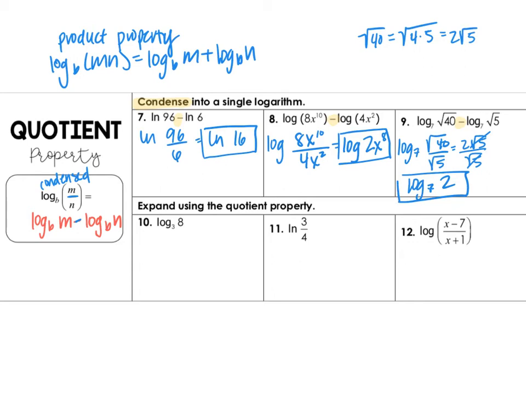So the first step is the logarithm type of step, and then the rest of it is all the algebra stuff from Math 1 and 2. So now let's look at examples 10 through 12, and here we are expanding.